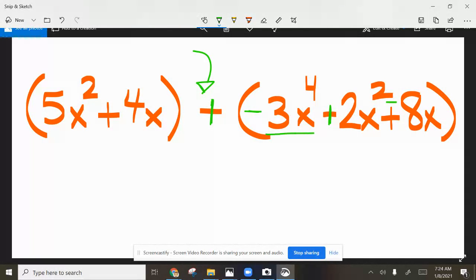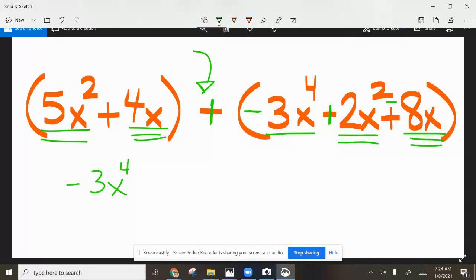So this is negative 3x to the fourth. Then I have x squared and x squared. And then I have x's. So we're going to organize our work. Negative 3x to the fourth. And then I have 5x squared and positive 2x squared. And then I have 4x and negative 8x. Remember, that's a negative 8. So that's going to be negative 4x.